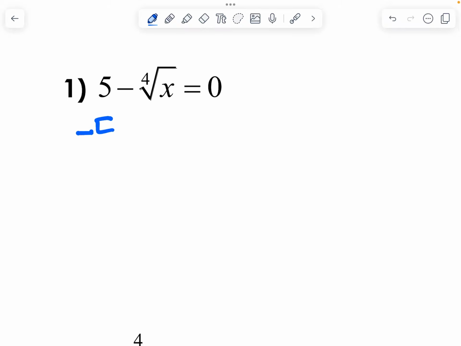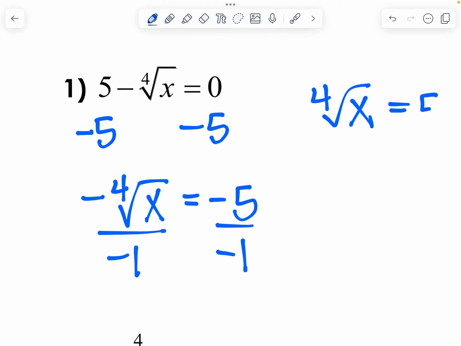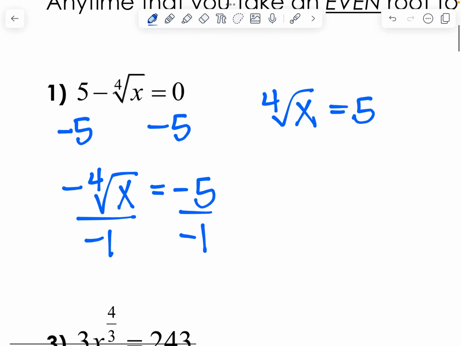And so the first thing we want to do is move this 5 out of the way. Remember, we're trying to get x by itself. So that leaves us with negative 4th root of x equals negative 5. We're going to divide both sides by a negative 1 to get positive 4th root of x equals positive 5. And then this is what we'll learn today.